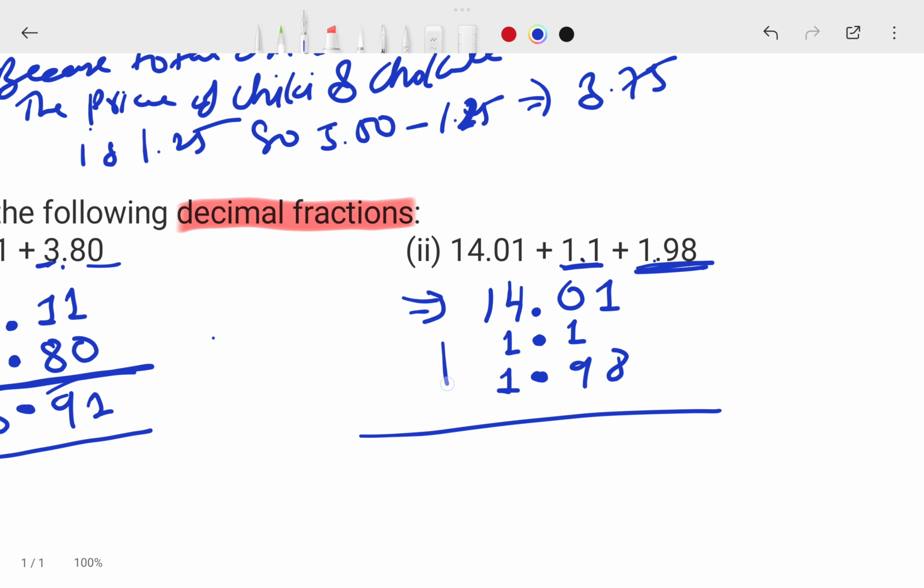Okay, now just add. 1 plus 8 is going to be 9. 1 plus 9 is going to be 10. Then the point here, and 1 is going to be here. 4 plus 5, 5 plus 6, 6 plus 1, that's going to be 7, and that's going to be 1. So this is our answer. Over. These are simple questions, you can do it like that.